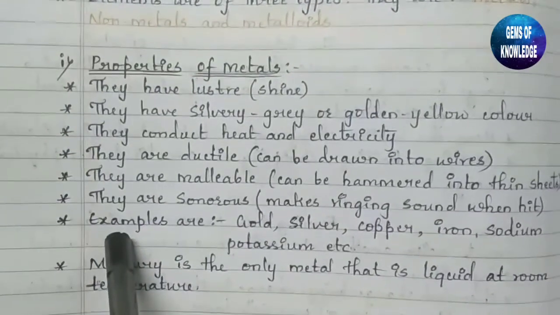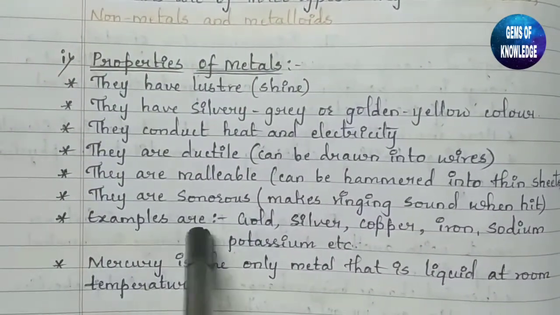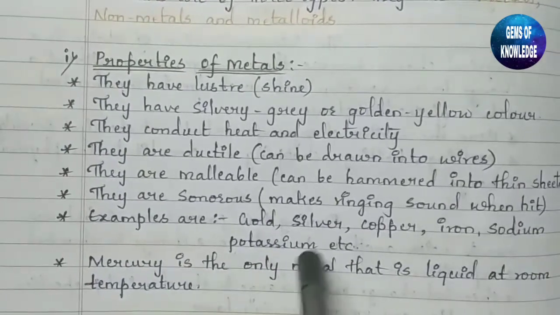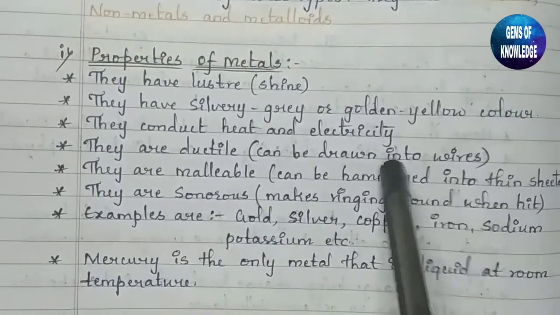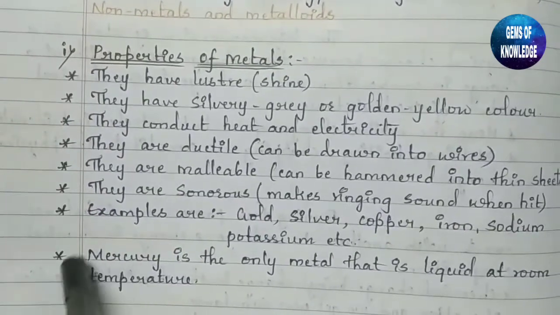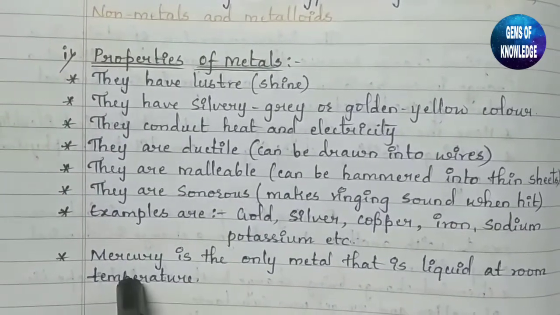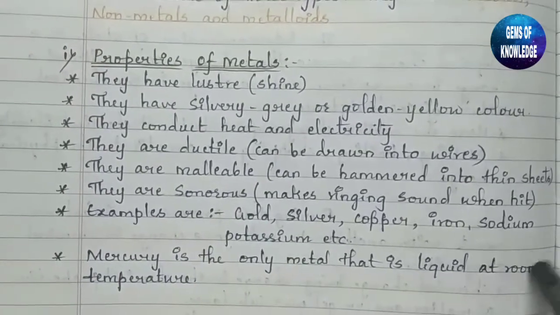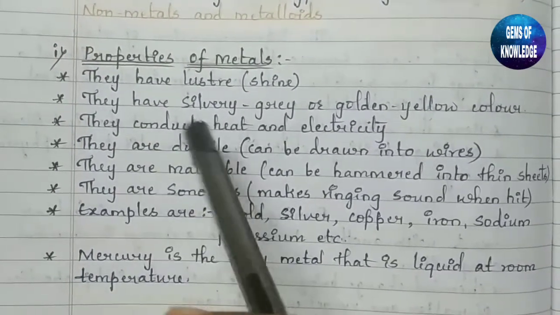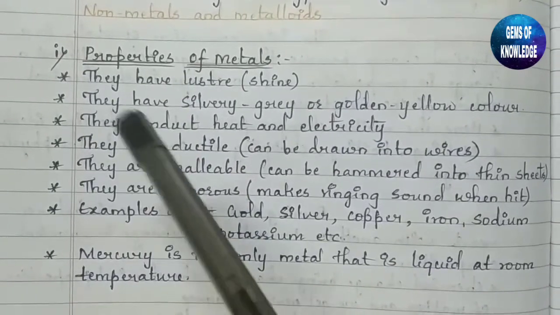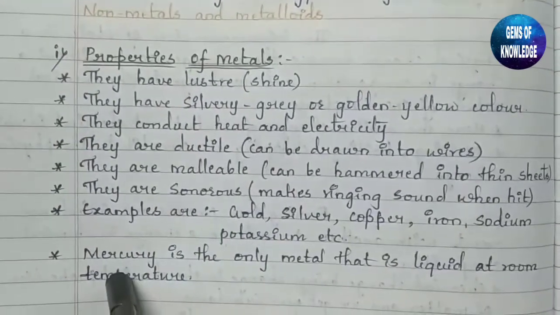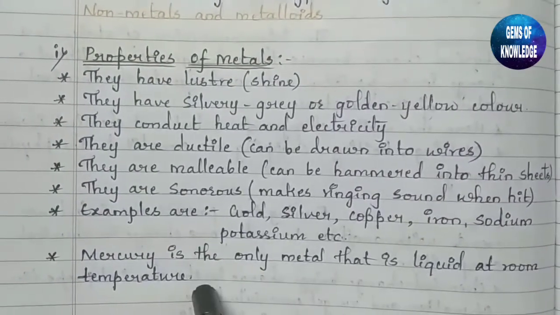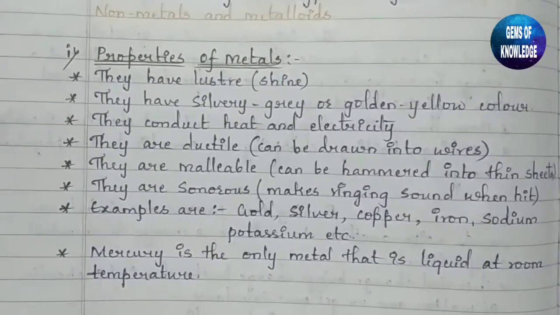Okay, then examples. The examples of metals are gold, silver, copper, iron, sodium, potassium, etc. All these are metals. Then there is one exception, that is mercury. Mercury is the only metal that is liquid at room temperature. We have generally seen all metals as hard materials, but mercury is such a metal which is liquid at room temperature.